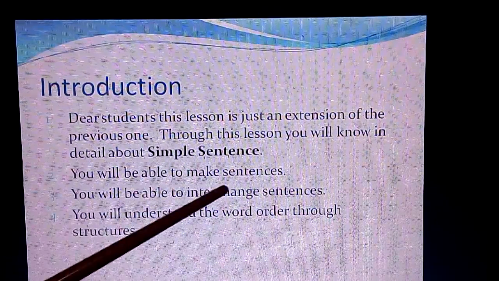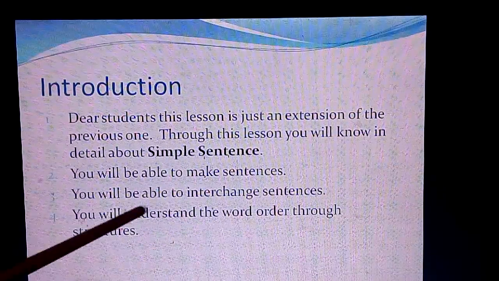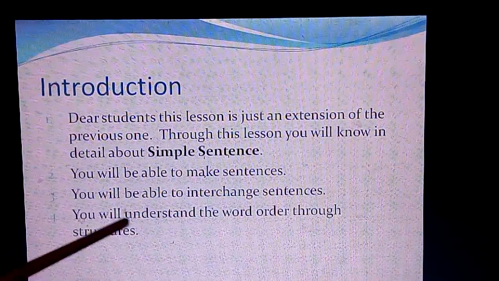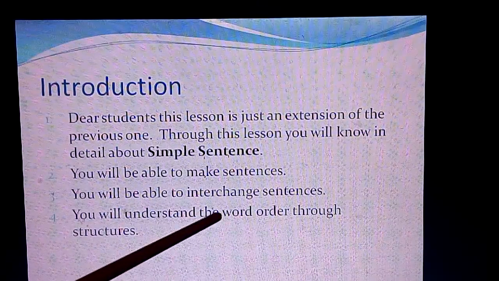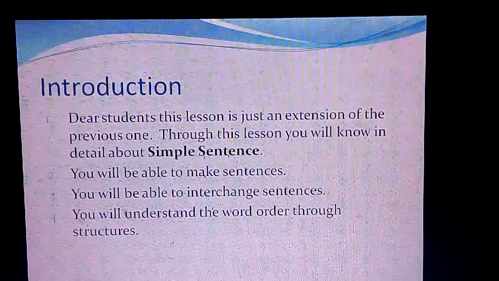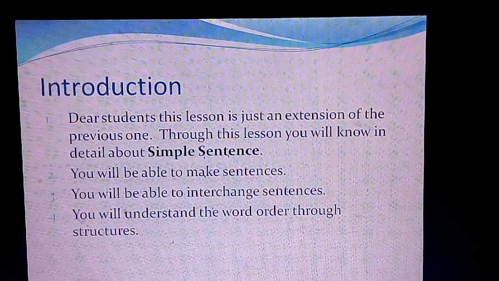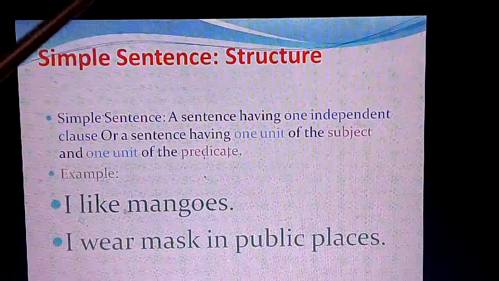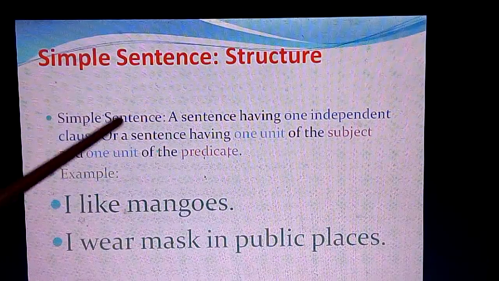You will be able to make sentences. You will be able to interchange sentences. You will understand the word order through structures. So let us begin. Are you ready? Okay, so simple sentence structure.